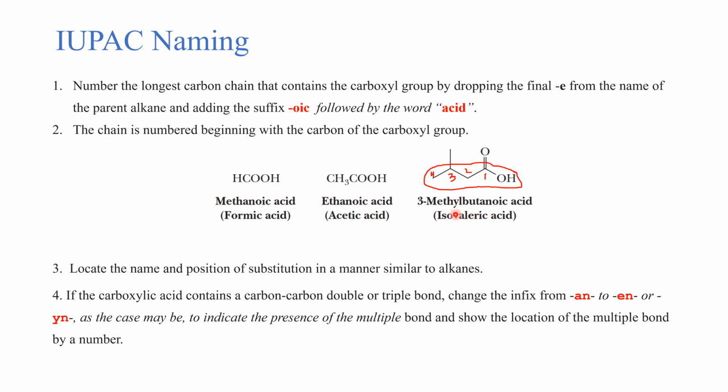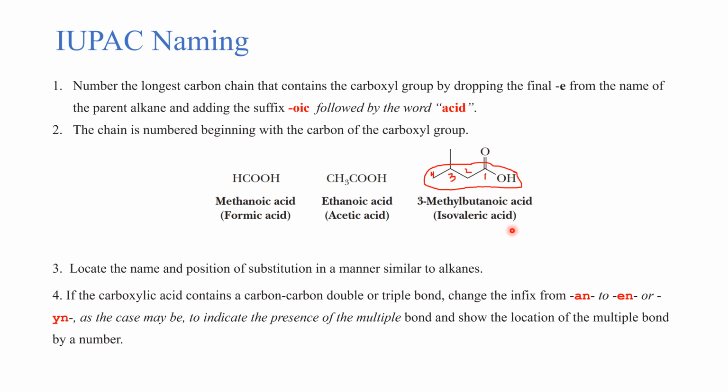Now the third one: if you just count it, 1, 2, 3. So at the third position, there is a substitution, and this substitution is the methyl group. So 3-methyl, and what is the longest chain? This is the 4 carbon chain. So for this, we will use butane, and oic acid is to represent that this is the carboxylic acid. And its common name is isovaleric acid.